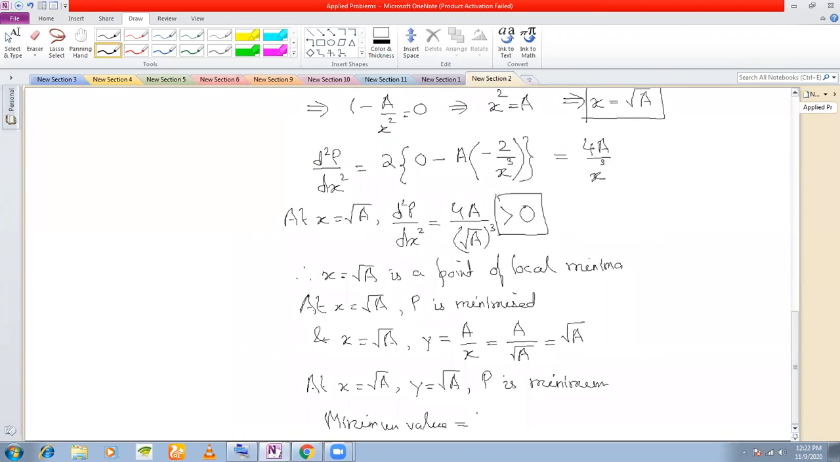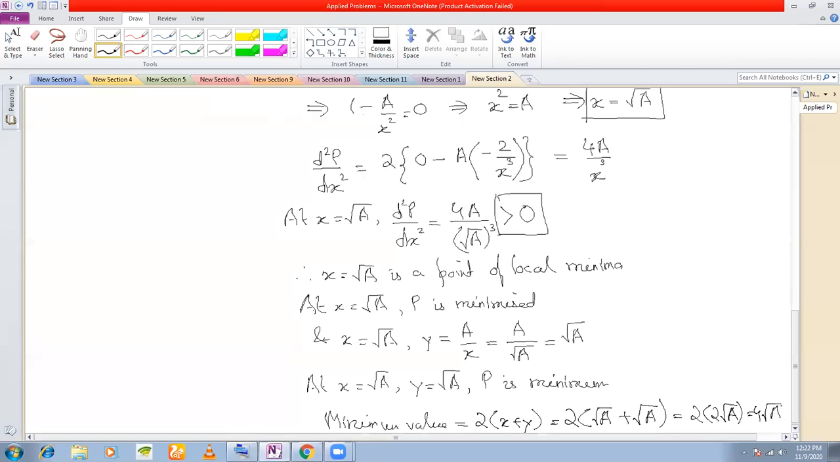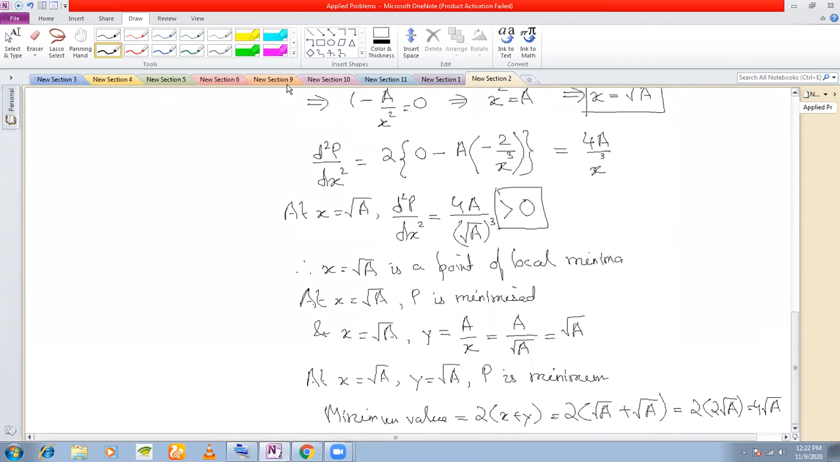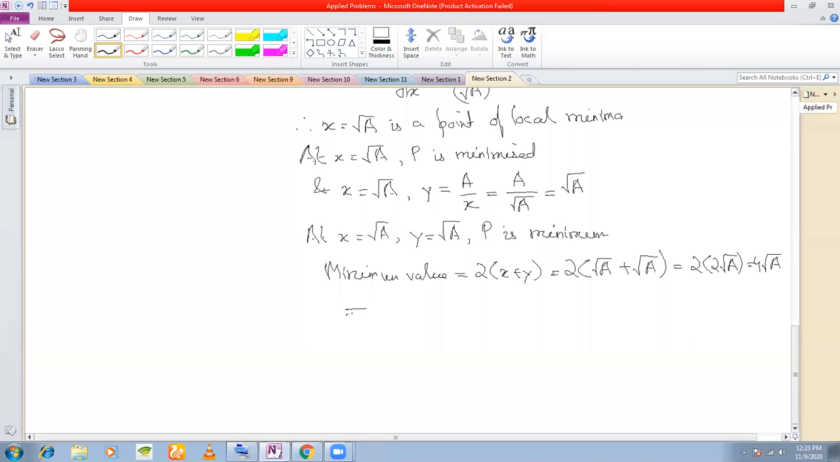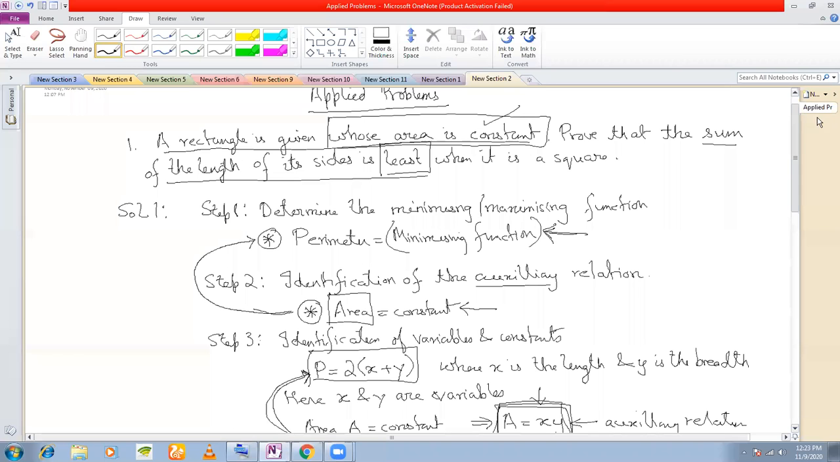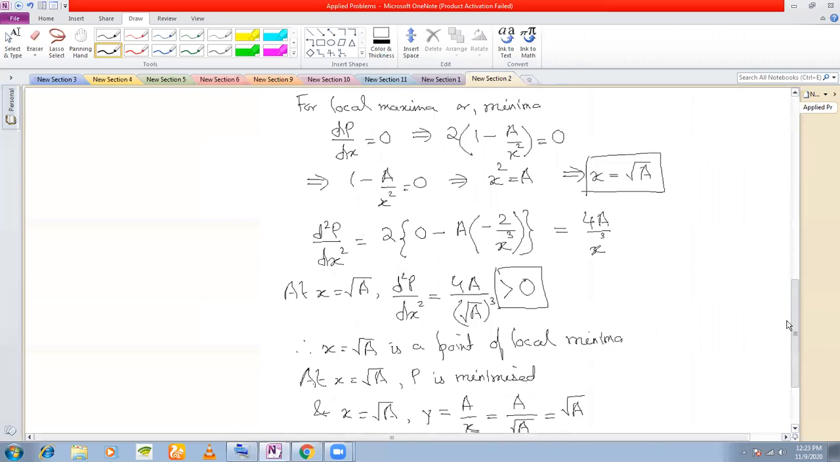P is equal to 2 times (x plus y). And what is x? Root a. And what is y? Root a. So 2 into 2 root a, which is 4 root a. And what was my problem here? Prove that the sum of the lengths of its sides is least when it is a square. That means the sum of the lengths of the sides is equal to 4 root a. That means we are getting P equal to 4 root a.